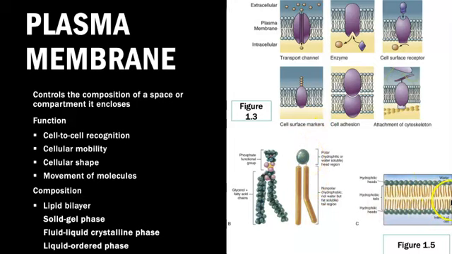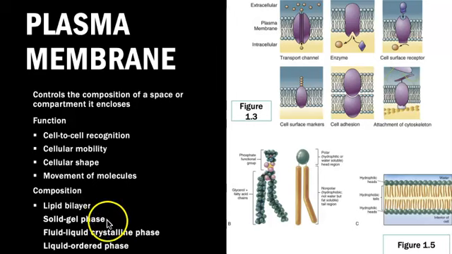Now, though we have this structure in place, our plasma membrane can change its physical state depending on the temperature, our lipid composition, and presence of other molecules such as cholesterol. And so these three different states are called the solid gel phase, the fluid liquid crystalline phase, and the liquid ordered phase.